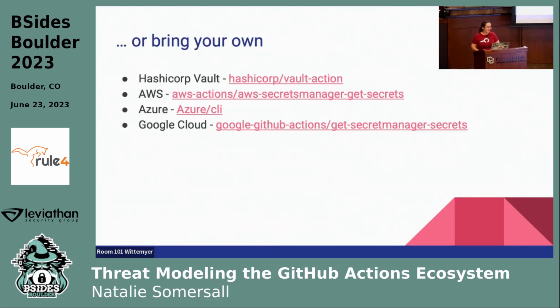I have an example of that in just a sec. But you can also bring your own. I just wanted to highlight the top 4 that I see all the time: Azure, AWS, Google Cloud, and HashiCorp Vault. They all have official actions, and you can use those instead of trying to write your own API calls here.